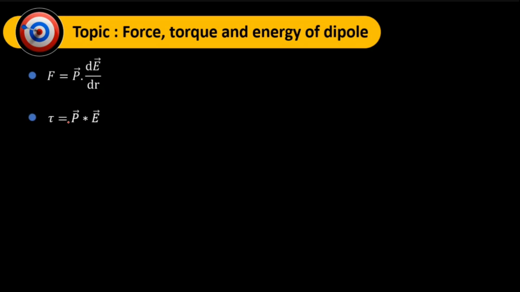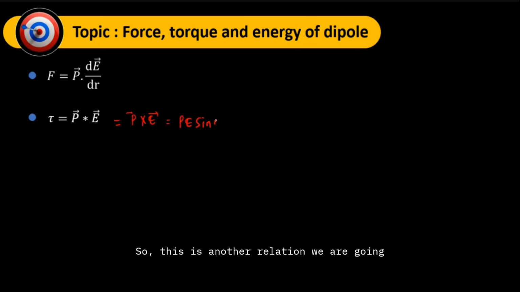Then we have a formula for torque. The torque is generally given by P cross E, where this cross product can be written as P E sine theta. So this is another relation. We are going to prove this in today's session.